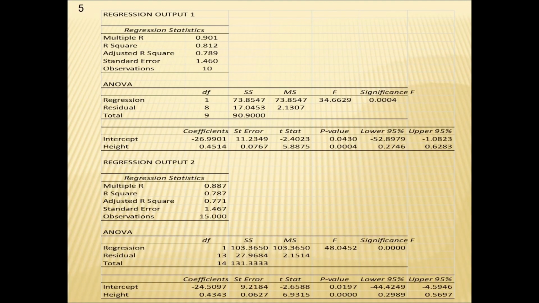What is the regression degrees of freedom? 1. What is the residual degrees of freedom? 8. In the next one, the regression is 1, residual is 13, and the total is 14. Now, the answer is 0.90 in one, 0.817 in the other, and 0.787. There is not that much difference between these two analyses. It seems that both analyses are correct.